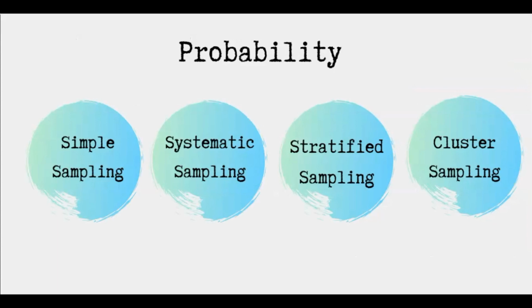Right, first we look at probability sampling. They are simple sampling, systematic sampling, stratified sampling, and cluster sampling. First, simple sampling. It is the sampling procedure that ensures each element in the population will have an equal chance of being included in the sample.